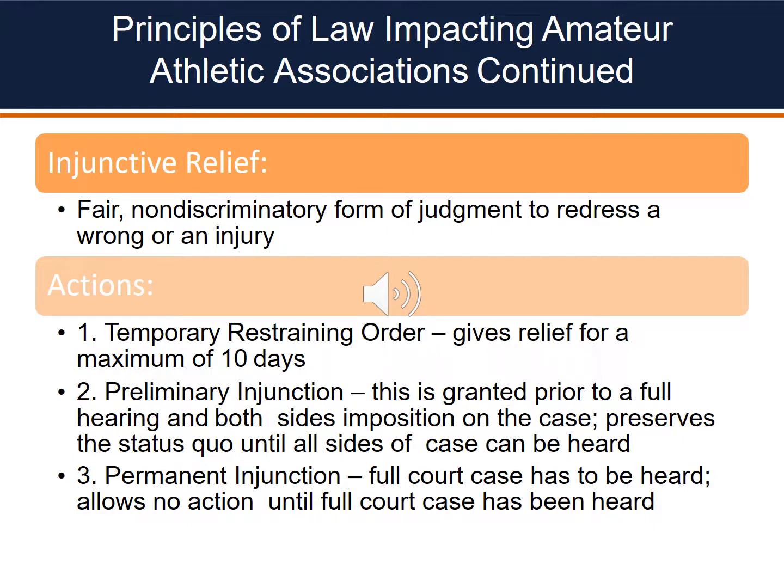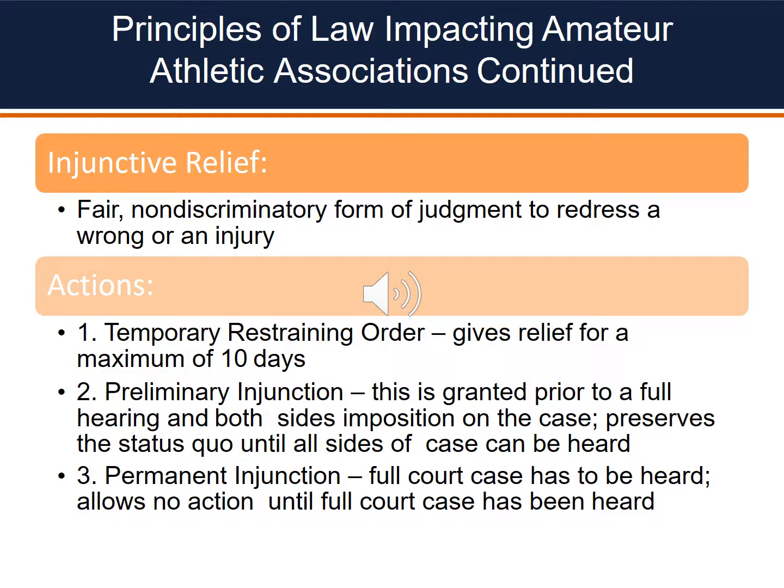This individual potentially may have a constitutional claim of some type against their high school or a high school athletic association. In these instances, it's fairly common for our courts to provide what is injunctive relief. So what is injunctive relief? It's a fair, non-discriminating form of judgment to redress a wrong or an injury. There are several actions that fall under injunctive relief, 3 of them specifically. There's a temporary restraining order, and this gives relief for a maximum of 10 days.